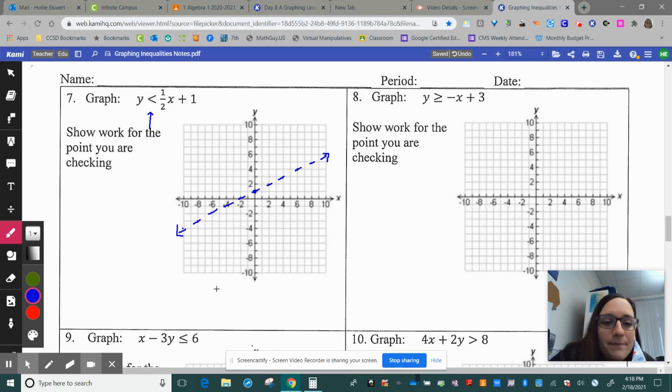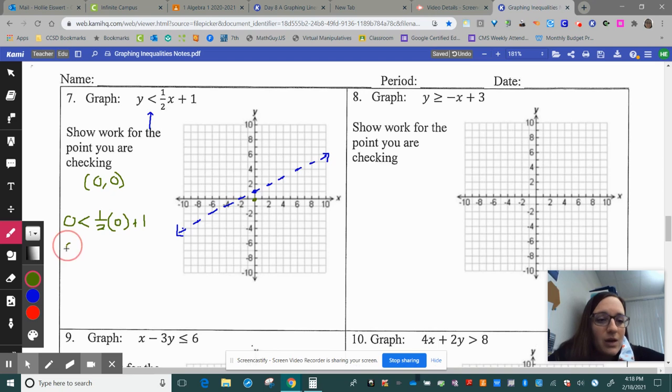Sorry. Okay. Then we have to check and see which side we are shading on. For the shading, I like to check (0, 0), this point right here. How do we do that? Well, we substitute in (0, 0) and we solve. So we have 0 less than 1/2 times 0, which you don't technically have to write because if you can see that when we substituted (0, 0) in for this equation up here, we're going to end up with 0 less than 1/2 times 0 plus 1, 1.